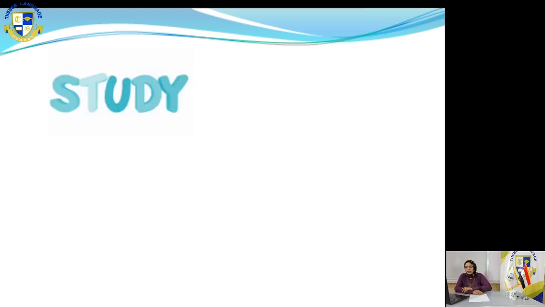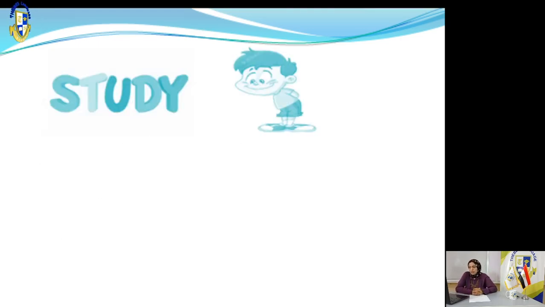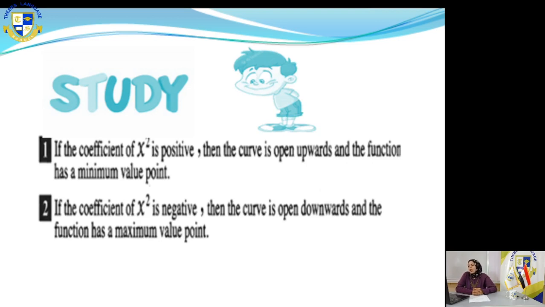Study the following. If the coefficient of x power 2 is positive, then the curve is open upward and the function has a minimum value point. If the coefficient of x power 2 is negative, then the curve is open down and the function has a maximum value. Let's move to slide number 10.